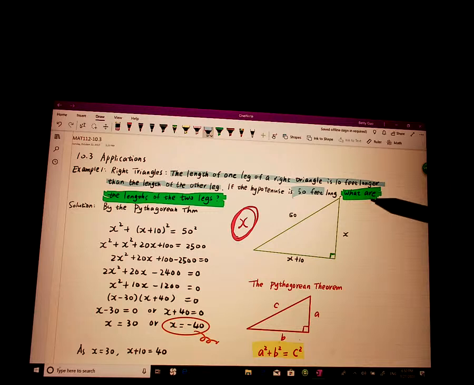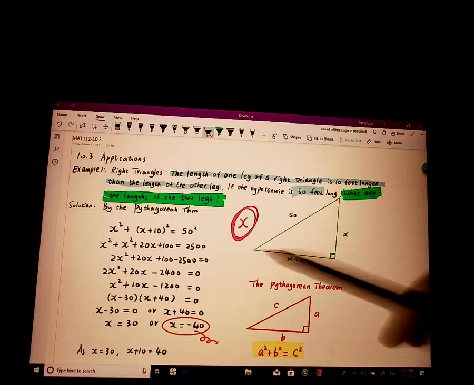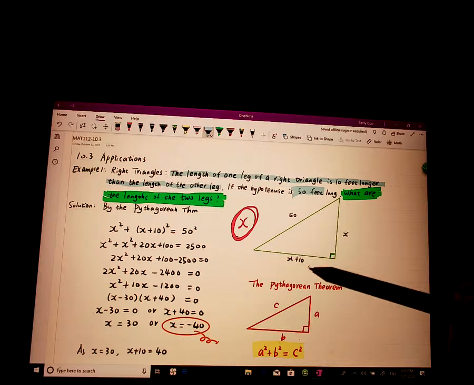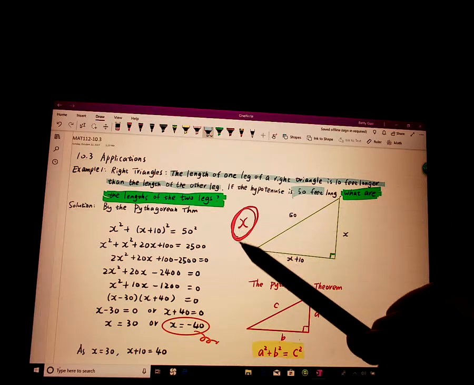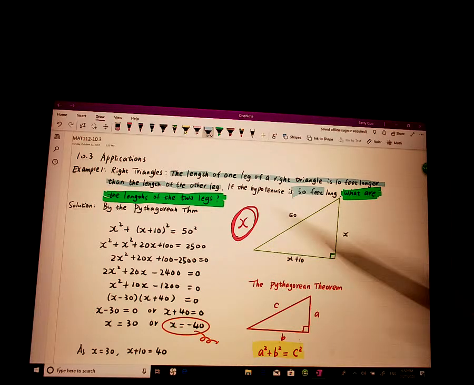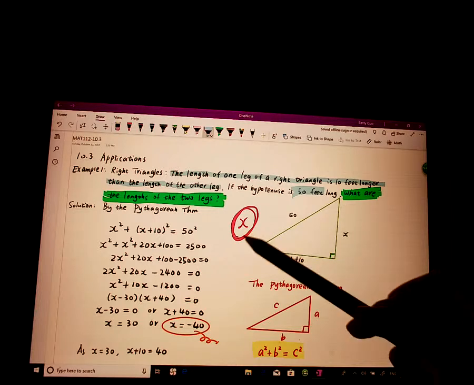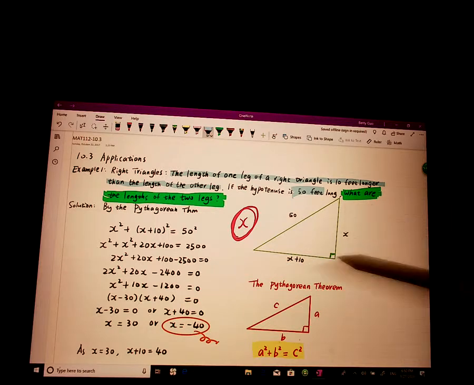So what do you think we're going to do next? Now we have a right triangle. The hypotenuse is 50. The shorter leg is x. The longer leg is x plus 10. Our goal is to find the length of both legs. We have both legs in terms of x already. If we could find the value for x, then we would know the length of the two legs.